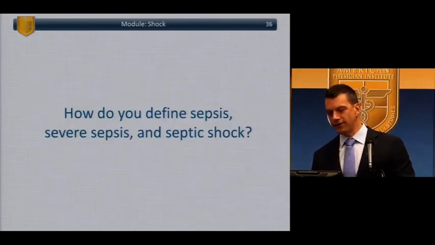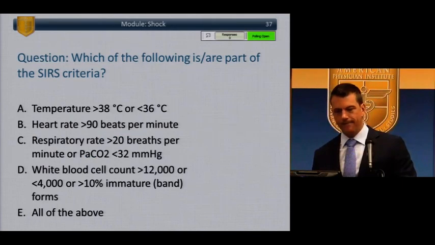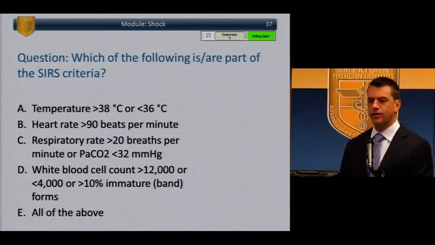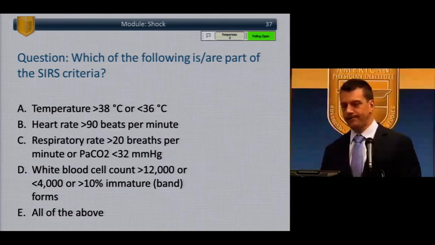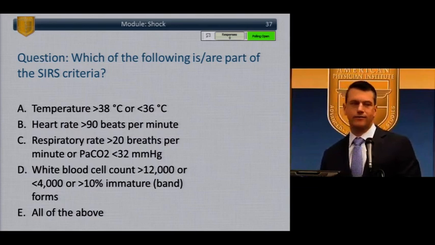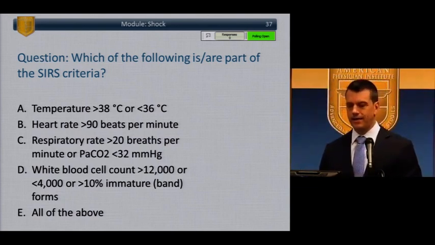So how are these all defined? Sepsis, severe sepsis, and septic shock. First we'll talk, which of the following is or are part of the SIRS, or systemic inflammatory response syndrome, criteria? A, temperature greater than 38 or less than 36. B, heart rate greater than 90. C, respiratory rate greater than 20 or a PaCO2 of less than 32. D, white blood cell count greater than 12,000, less than 4,000, or greater than 10% immature band forms. E, all of the above.